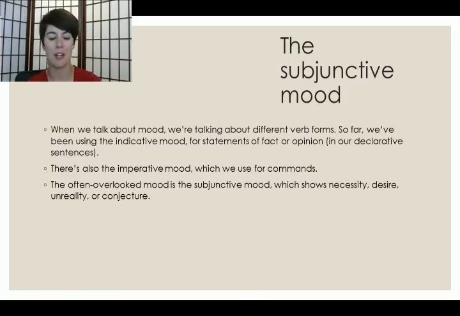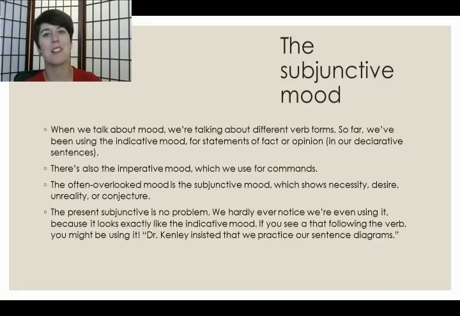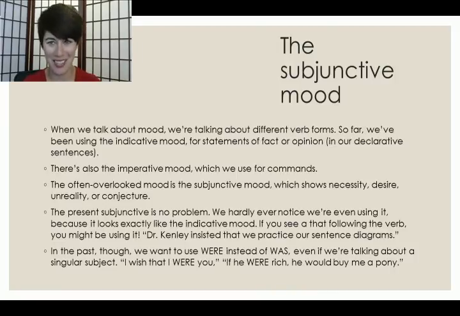It shows necessity, desire, unreality, or conjecture. And one of the reasons we don't pay very much attention to it is because the present subjunctive is exactly the same as the indicative mood, which we use all the time in the present. If you see a that following the verb, you might be using the subjunctive without even thinking about it. Dr. Kenley insisted that we practice our sentence diagrams, expressing desire in this case. In the past, the subjunctive mood is a little different because we use were instead of was, even if we're talking about a singular subject. If he were rich, he would buy me a pony, or would that it were so simple.